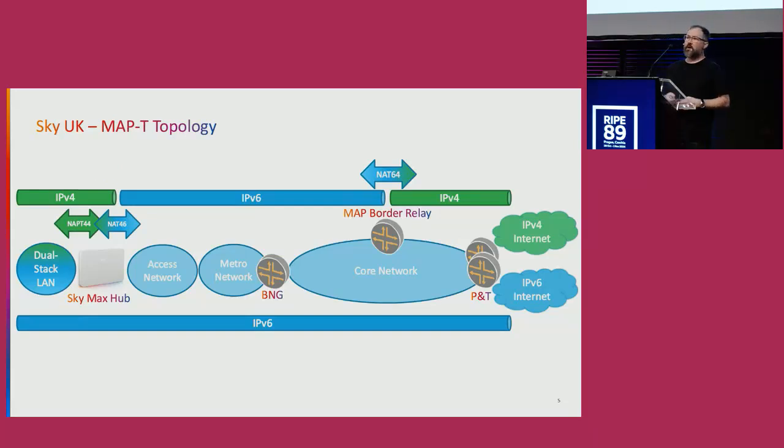As mentioned, the UK deployment is a slightly different topology to our Italian deployment. In Italy, we went to RFP for everything. So when we did the BNG selection, we chose a BNG that could do MAP-T border relay function natively on it. In the UK, we already have our BNGs. They don't support this function. So we went for an off-box border relay solution elsewhere in the network.